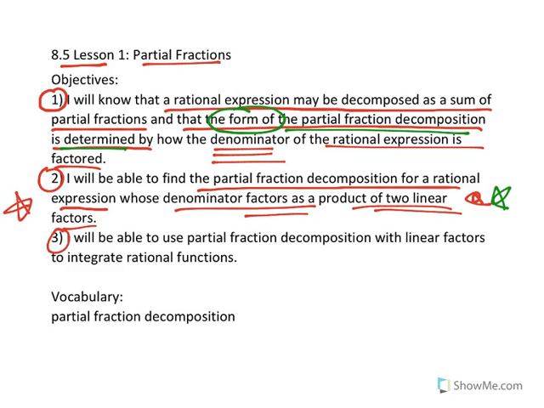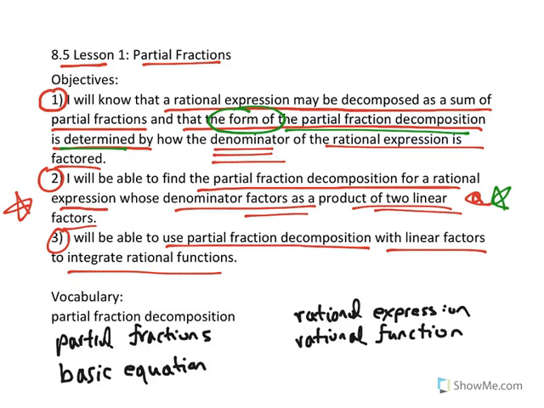Once you do that, you will be able to use partial fraction decomposition with linear factors to integrate rational expressions, as we just saw. Vocabulary is partial fraction decomposition, and we also have other vocabulary: rational expression or rational function, and partial fractions. And in the process of finding the partial fraction decomposition, we'll see something called the basic equation. So let's take a look at objective 2. You'll be able to find the partial fraction decomposition for a rational expression whose denominator factors as a product of two linear factors.